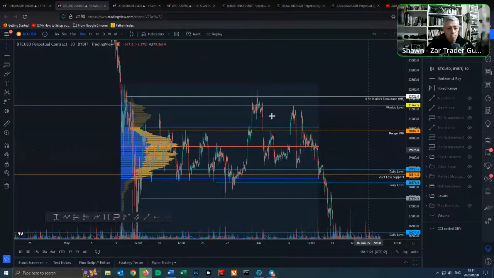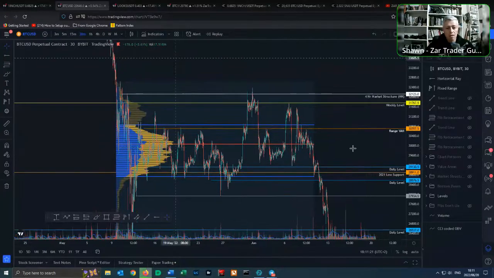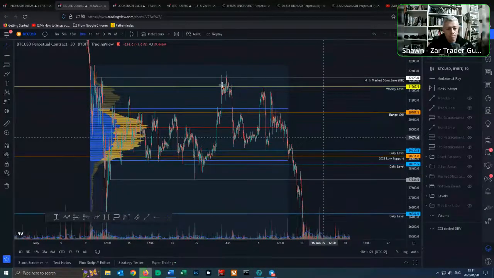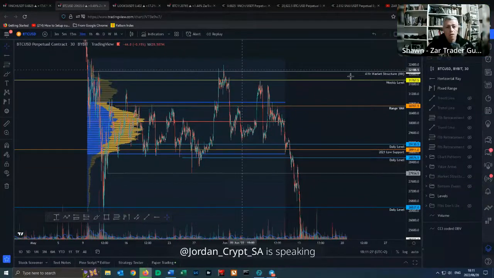So let's go pull another fixed range. We've got a question here from Foray. He's asking, what is the minimum number of times price must test a value area before we take a trade?